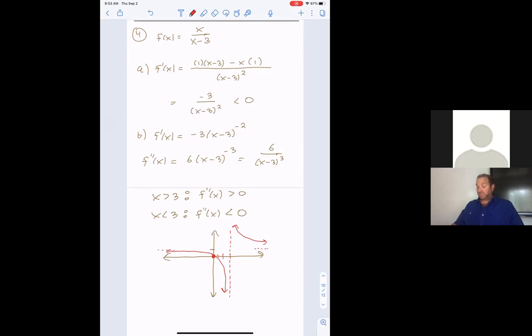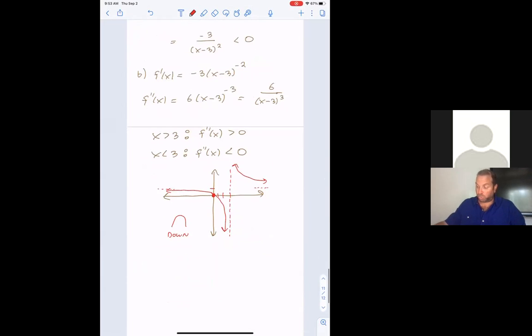So notice two things. On the left, it's more like a hill, concave down. On the right, more like a bowl, concave up. Certainly decreasing here, certainly decreasing there. So the function's always decreasing. It's concave down on one side and concave up on the other. But there is no point on the graph where it changes concavity. Nothing exists at x equals 3. So even though it changes concavity, there's no point where it changes concavity.